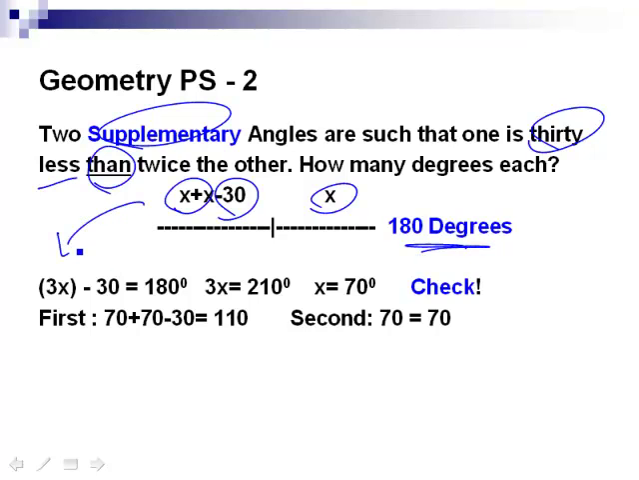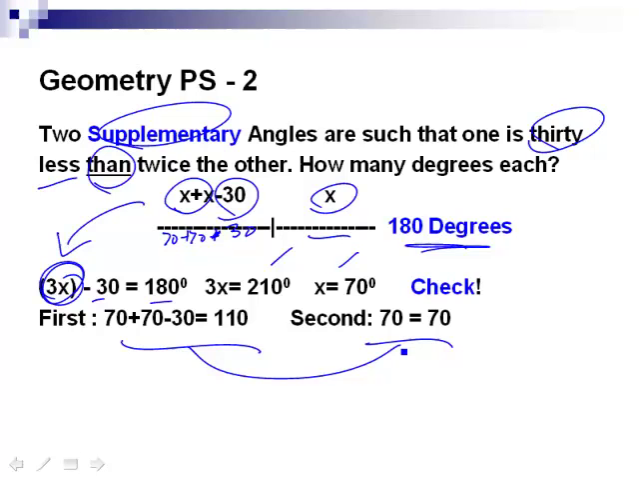All right, now they're supplementary, so it's 180. Now we combine it all into a symbolic statement, and we have 3x minus 30 equals 180. What can I subtract 30 from and get 180? That would be 210. That means that x is 70. So that means I have 70 plus 70 minus 30. So that's 140 minus 30, which is 110. And then, of course, the x is 70. 110 and 70 is 180, and it checks.